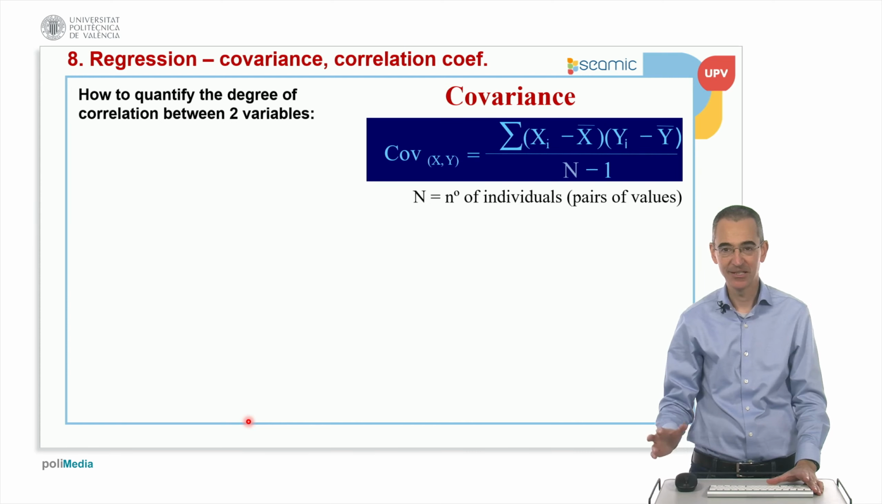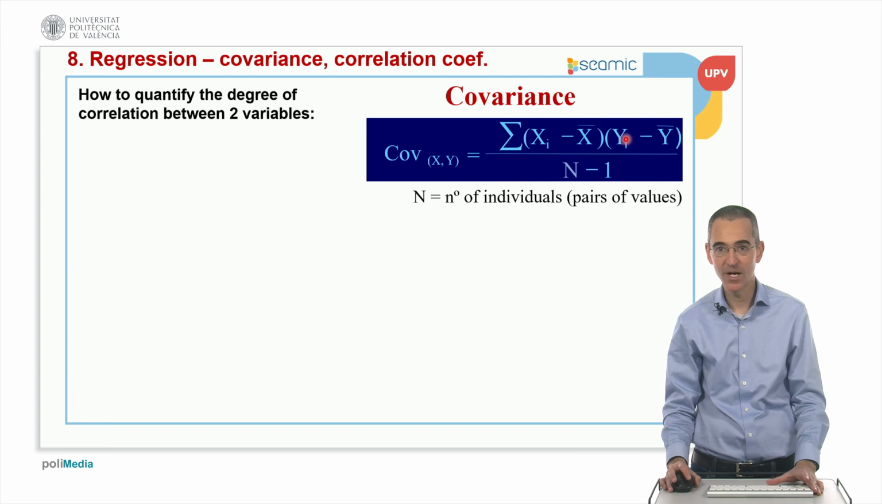We have this formula, the formula for the covariance. This is the formula, so this is the sum of every value of x minus the average of the x, multiplied by every value of the y minus the average of the y, and everything divided by n minus 1. Okay, and now I'm going to explain this formula. n is the number of pairs of values, so number of individuals.